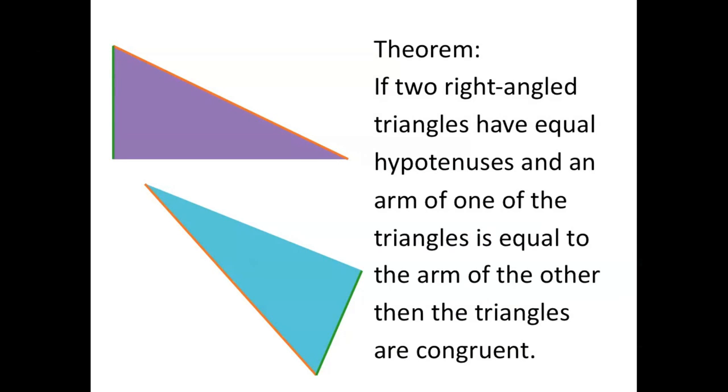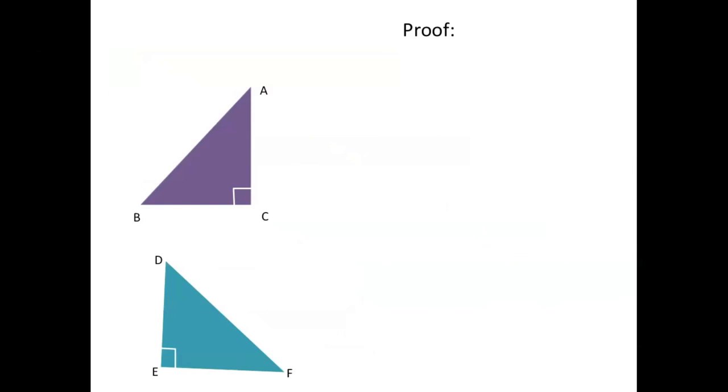So this means that the two triangles are congruent, and you can assume that they're congruent without even going through the trouble of trying to measure the third side. So how do we prove this?